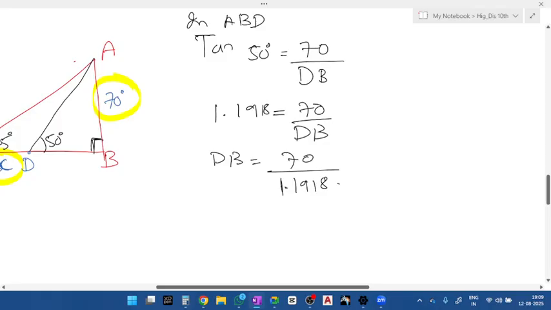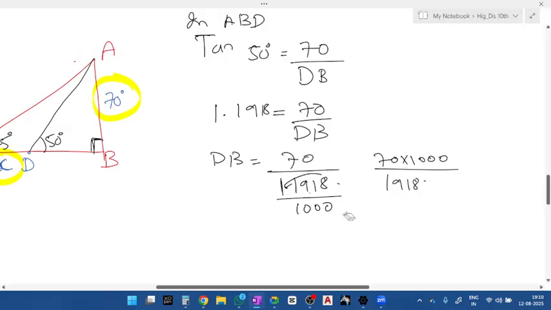Remove the decimal, students. When you remove the decimal, with what do I have to divide? If I want to remove the decimal, how many decimal places are there? You have to divide by 1000. This 1000 will get multiplied. So what do you get? 70 into 1000 divided by 1918.